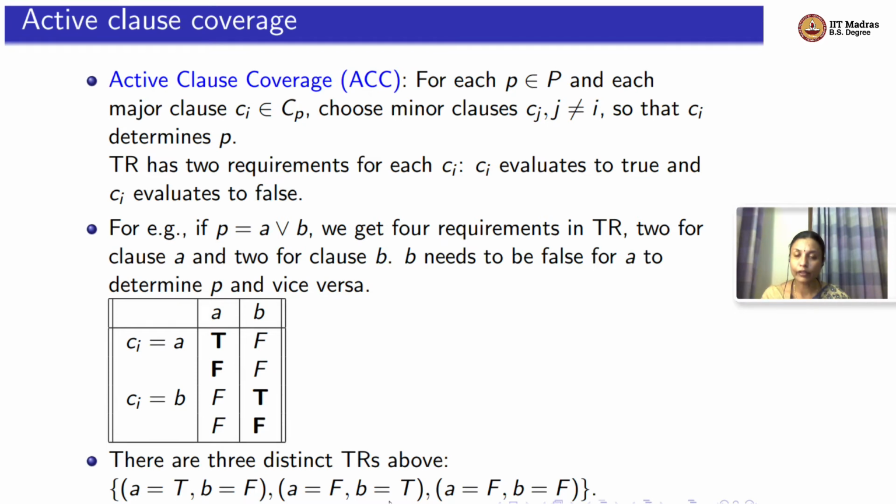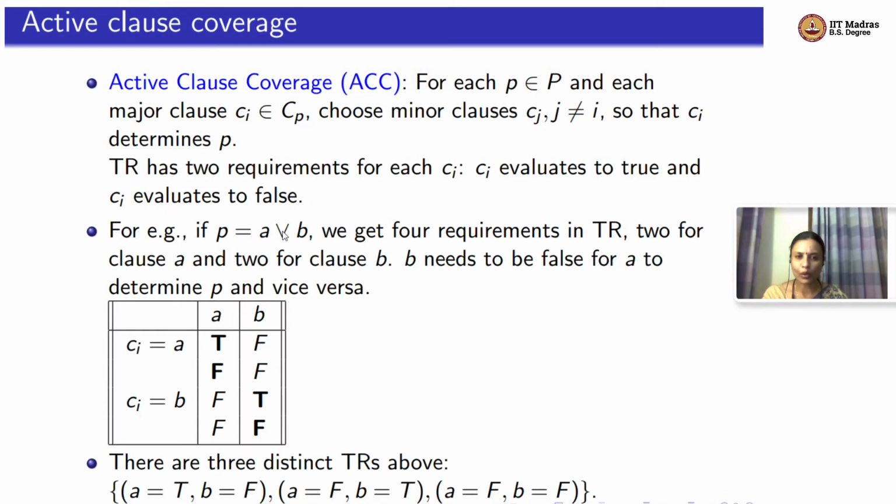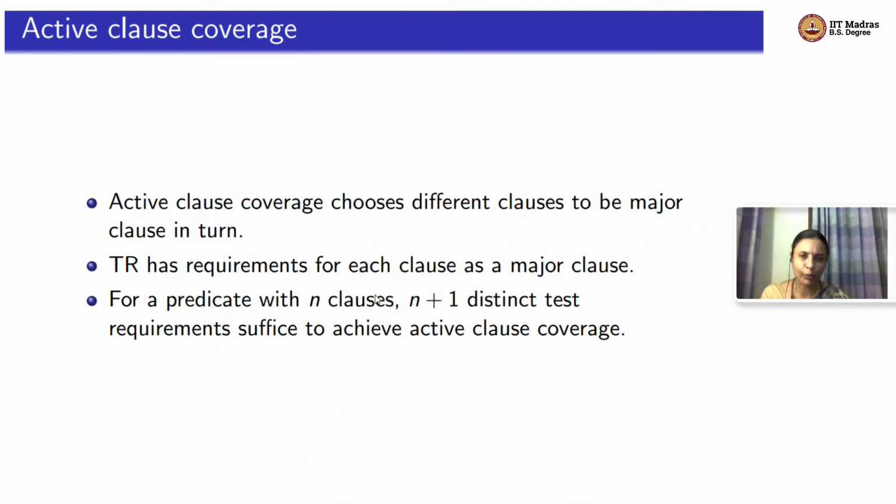I hope what is active clause coverage is clear to all of you. So what does active clause coverage do? If a predicate has n clauses, take each clause to become a major clause in turn. So your test requirement has requirements for each clause to be the major clause. For a predicate with n clauses, n plus 1 distinct test requirements are enough because each clause takes turns to be a major clause. Like we saw here, this predicate had 2 clauses and in total we had 3 different test requirements. We're not giving a proof of this result. In general, if I have a predicate with n clauses, n plus 1 distinct test requirements will be sufficient to achieve active clause coverage.